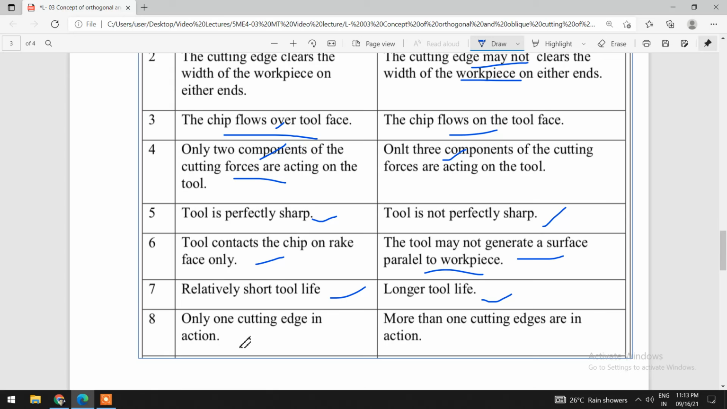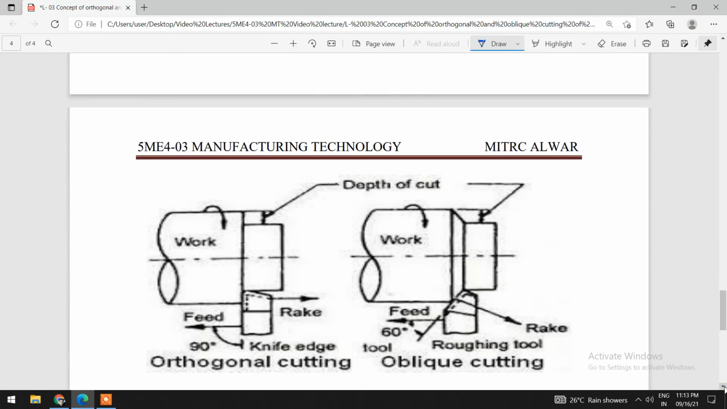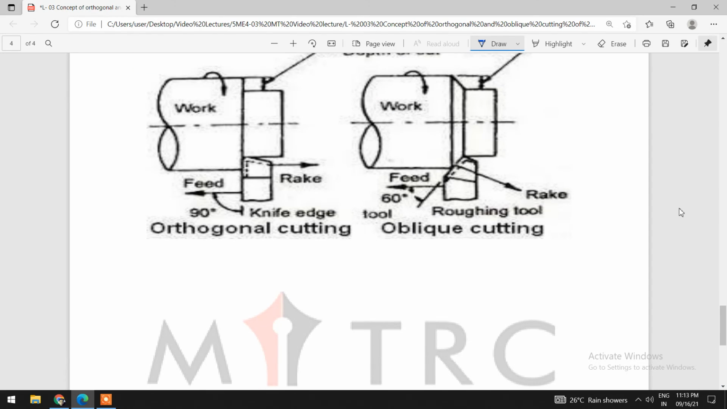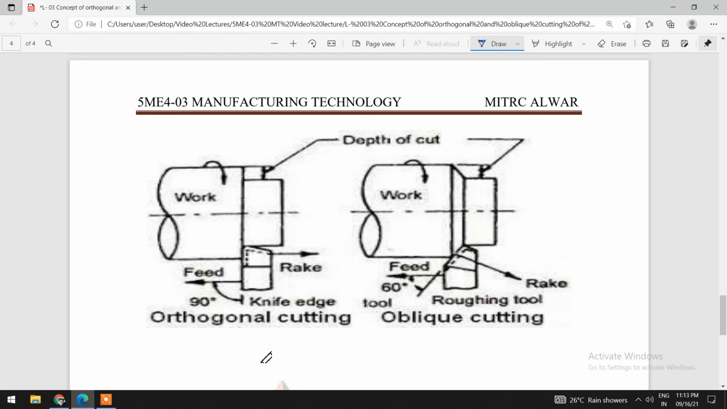Next difference you can see is that only one cutting edge is in action in this section, in the orthogonal cutting, and in the oblique cutting there is more than one cutting edge in action. So we can easily differentiate with this table between the orthogonal cutting and oblique cutting. Now from this figure you can easily observe the difference between the orthogonal cutting and the oblique cutting.